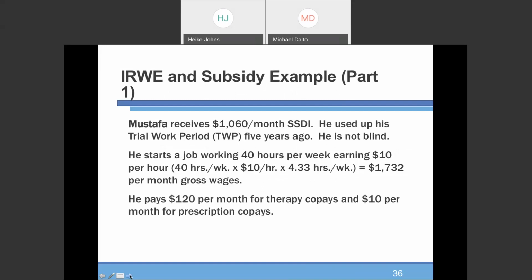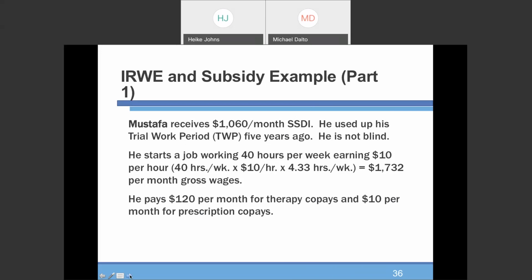Here's Mustafa, who gets $1,060 a month SSDI. He used up his trial work period 5 years ago, and he's not blind, so his SGA level would be $1,260 a month. He starts a job working 40 hours a week, earning $10 an hour. That averages out to about $1,732 a month gross wages. So that's well over the $1,260 a month SGA level for a non-blind person.